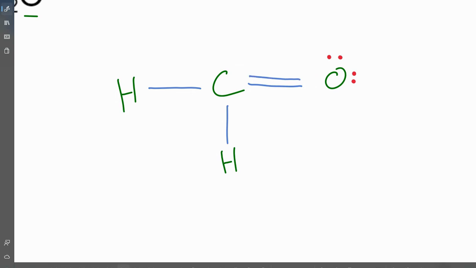This is called a double bond. When there are 2 bonds right here, we call it a double bond. It's possible to have a triple bond as well. Quadruple bonds just don't happen. That's too many electrons packed in tightly, but a double bond does exist.